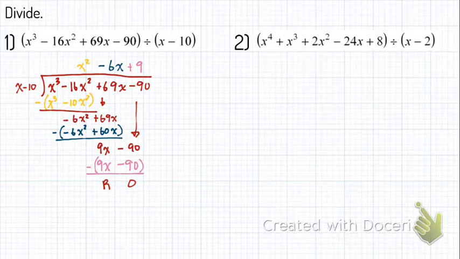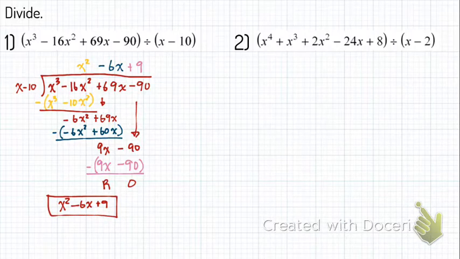So now my final answer is just going to be what I have up here. I'm going to rewrite it down here, and I'll use just one color. We got x squared minus 6x plus 9, and that's your first one. There is no remainder, so we don't have to worry about that.